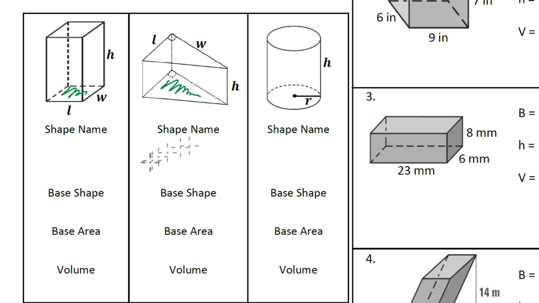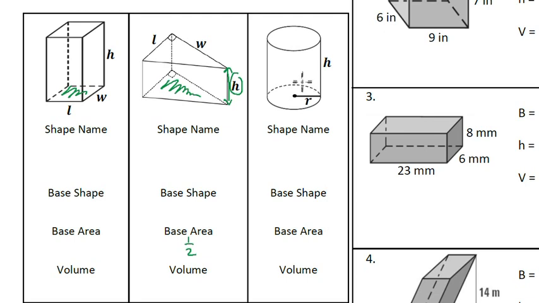This is a triangular prism. The base shape is a triangle. The base area, capital B, is 1/2 of length times width. Don't forget that. A lot of students will miss that on the test. And then the volume is the same as a rectangular prism. It's just capital B, or base area, times height. And the height will always be the distance between the 2 triangular faces, always.